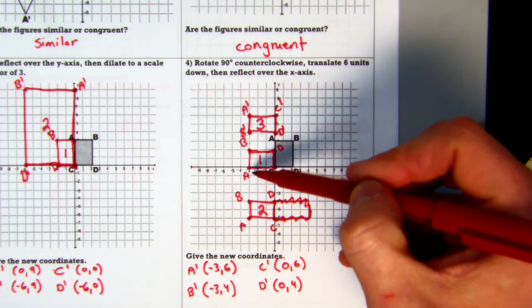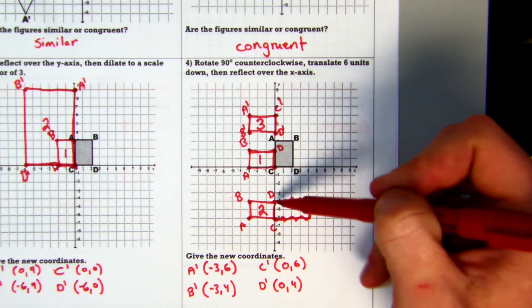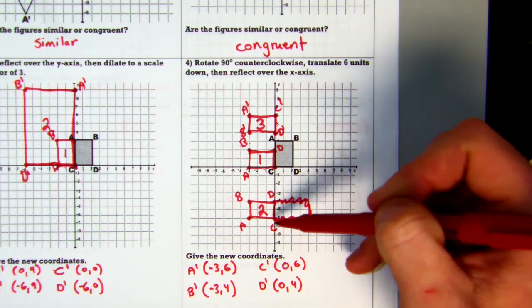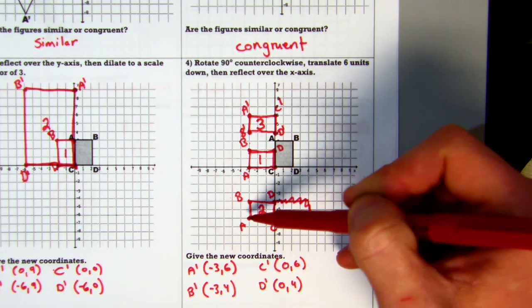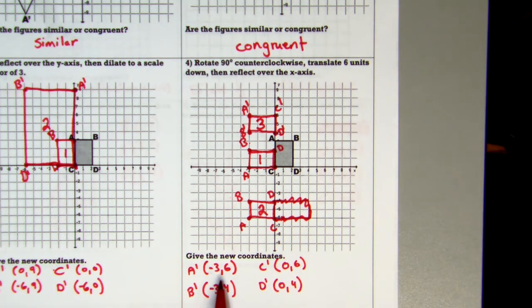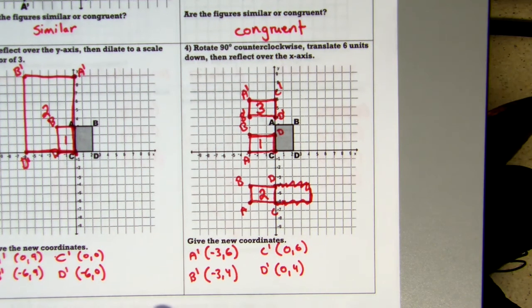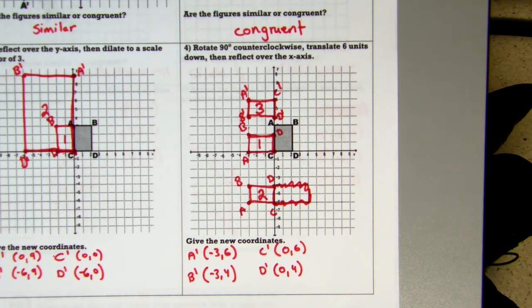Your B is 4 away, so you go 4 up. D is 4 away, so you go 4 up. C is 6 away. A is 6 away, so you go 6 up. So my new coordinates for this one should be A is -3, 6. B is -3, 4. C is 0, 6. And D is 0, 4.